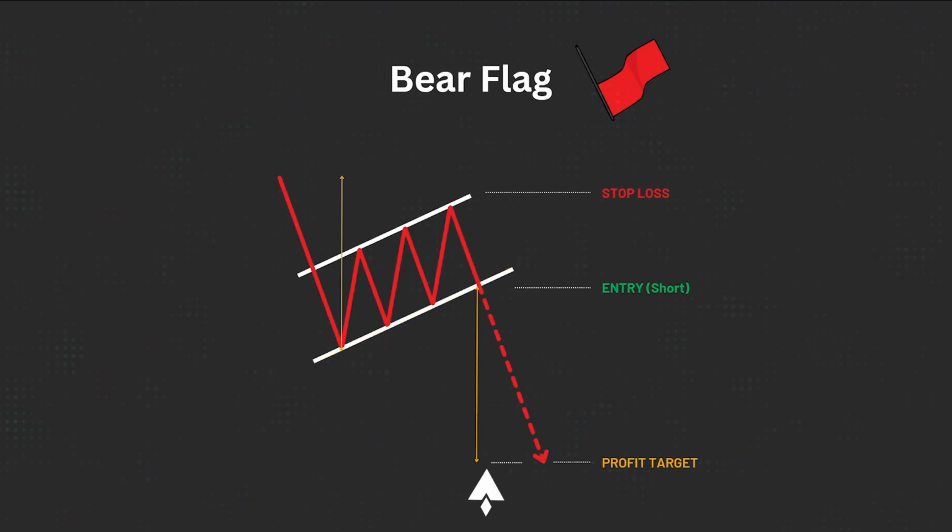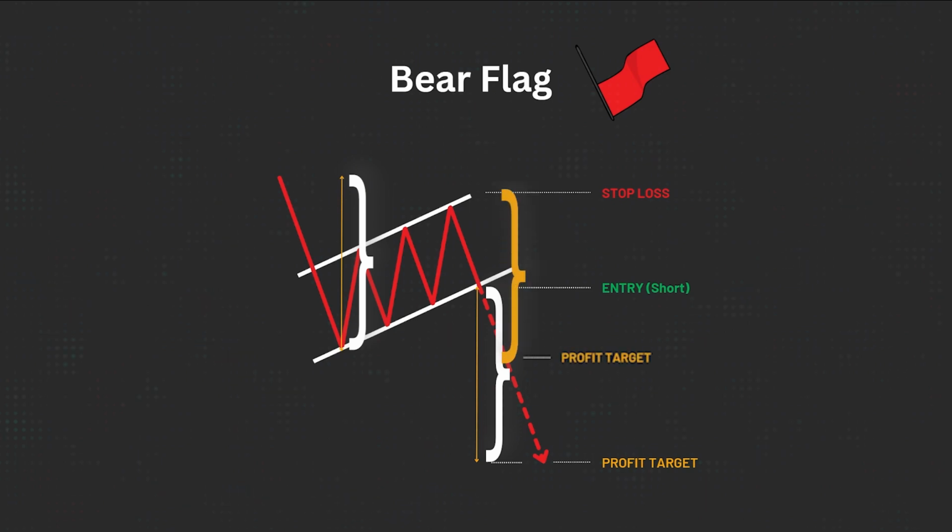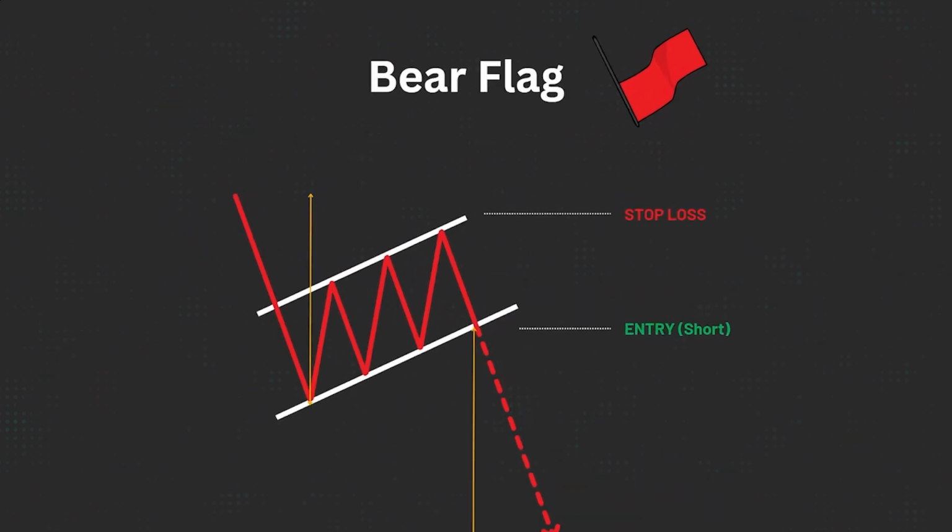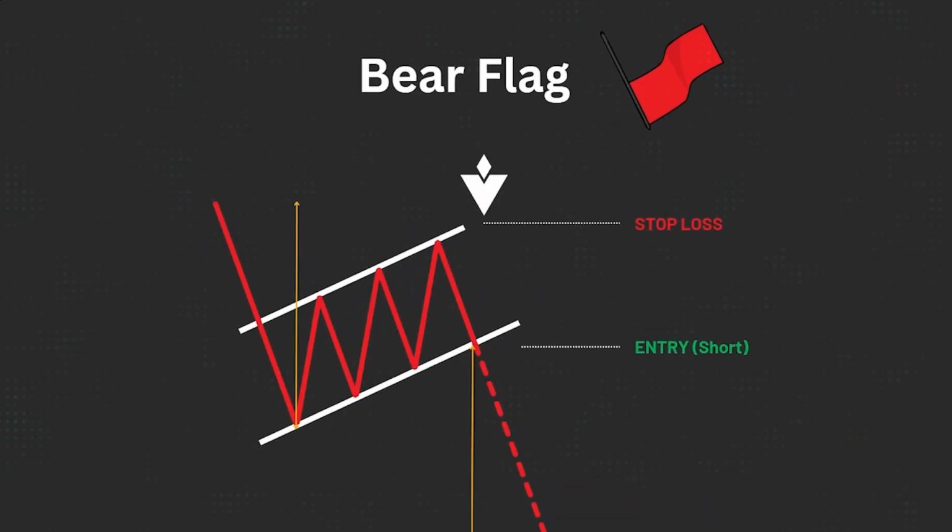For profit taking, the ideal target is typically the same distance as the height of the flagpole. Again, a more conservative approach would be measuring the same distance from the top trend line instead of the breakout point from the lower trend line. The optimal stop loss is placed just above the upper trend line of the channel.